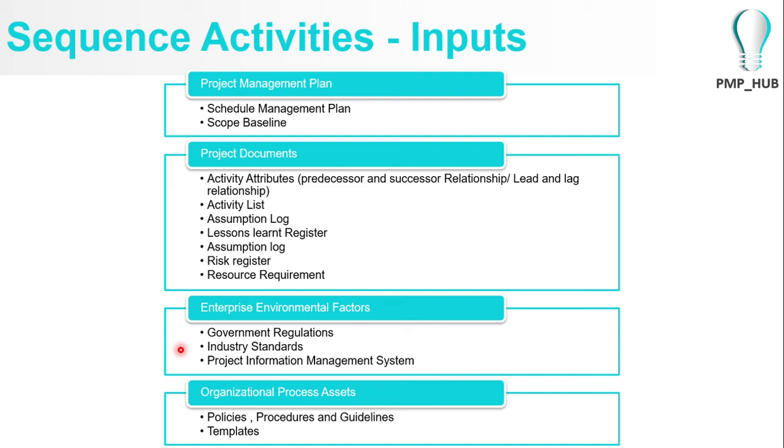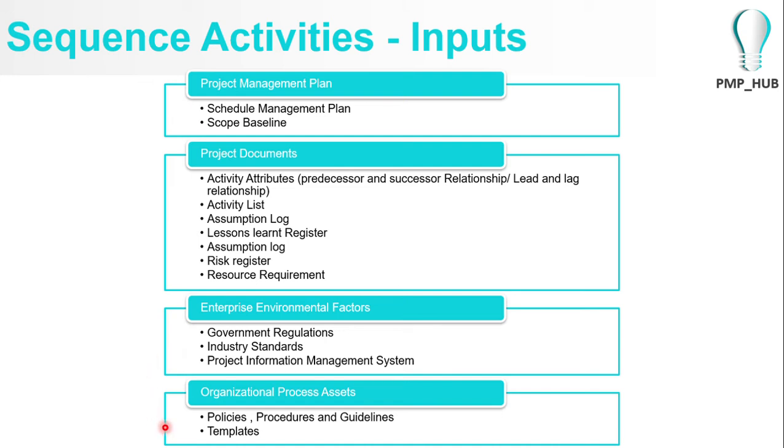Same goes for industrial standards. Maybe your industrial standards require adherence to some quality control standards, so therefore you will have to understand the activities that are required to achieve the quality control standards prior to sequencing your activities, so that you can sequence your project activities such that you achieve your industrial quality control standards.